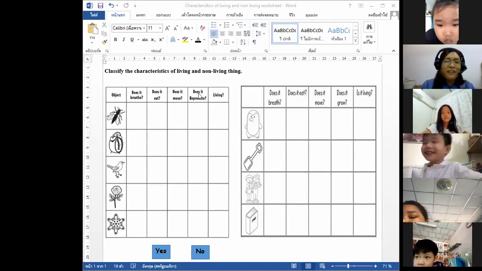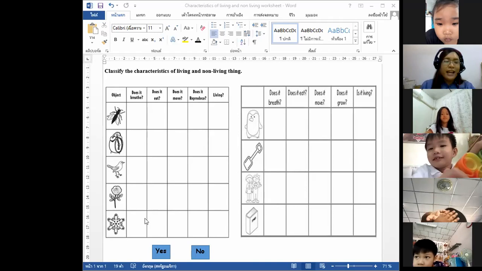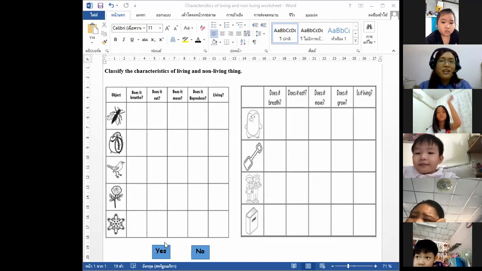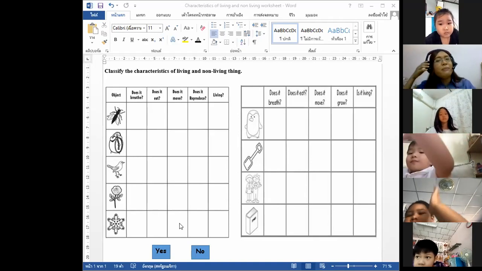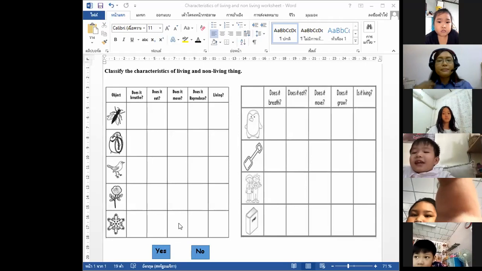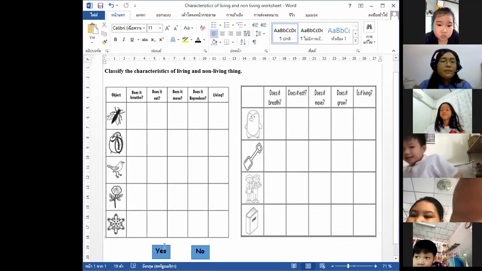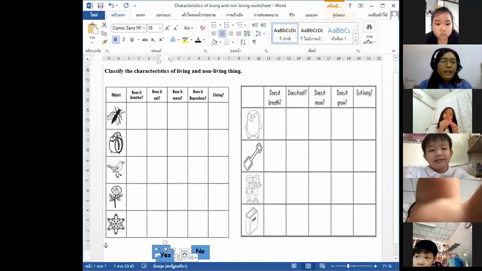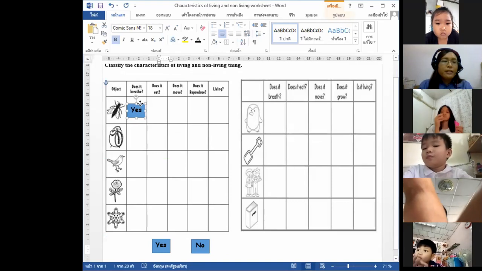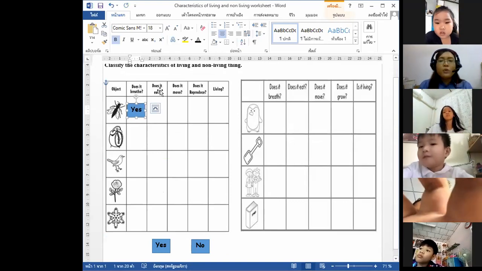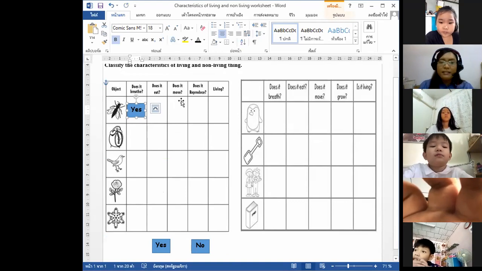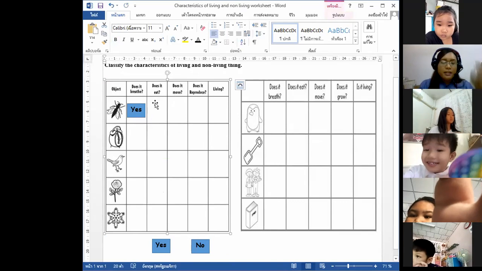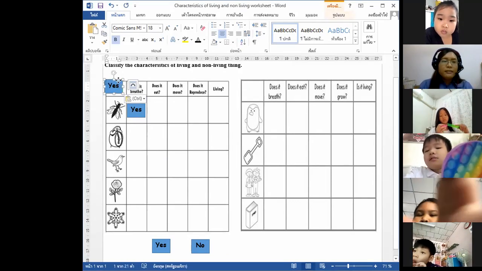Okay. Now let's try to identify the first object. Let's answer these 5 questions. First question, class. The fly. Does it breathe? Is it a yes or a no? You can turn on your microphone. Yes. Yes, good job. So the fly can breathe. Okay, what about second question? Does it eat? Yes, of course.